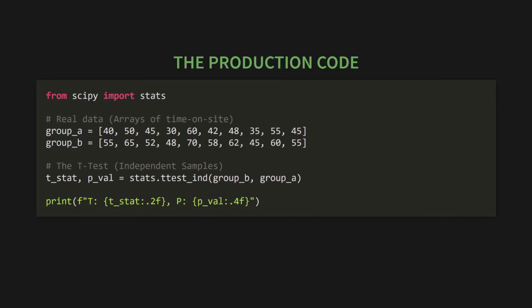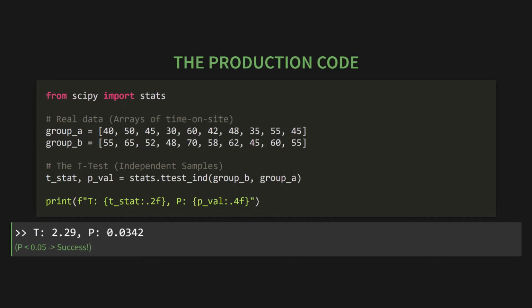Here's what the production code looks like. We import stats from SciPy. We've got our 2 lists of data, Group A and Group B, with the actual time on site values for each user. Then we call one single beautiful function, stats.ttest_ind, passing in our 2 groups. And look at the output it gives us.